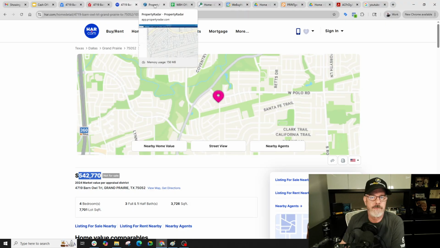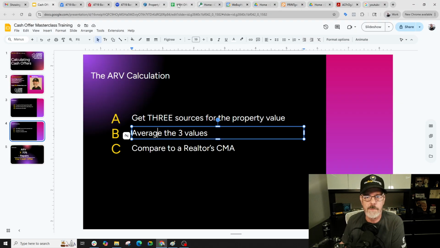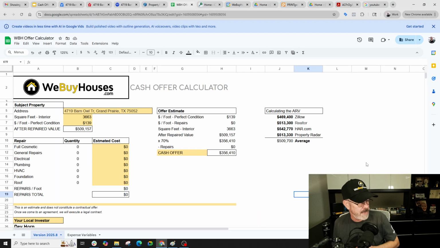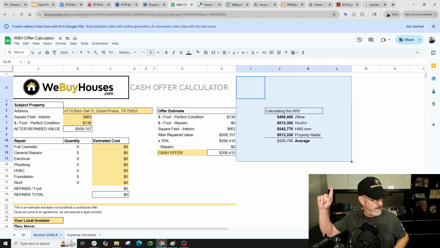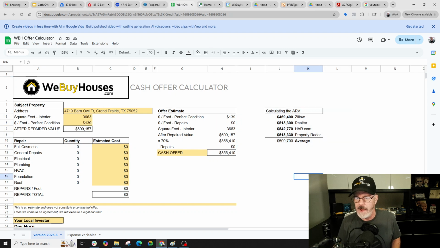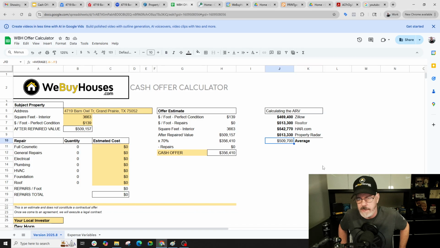And then when I looked at my Property Radar, I believe it was 513. Let me come over here to my calculator. All right. Now, this area right here is what I'm going to be focusing on. I've taken the numbers that I got from the four different sources: Zillow, Realtor, HAR (Houston Association of Realtors), and Property Radar. And what I got was a 509,700 average. And so that's what we're going to go with, 509,700.